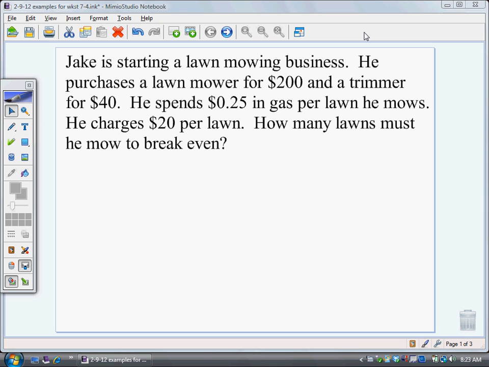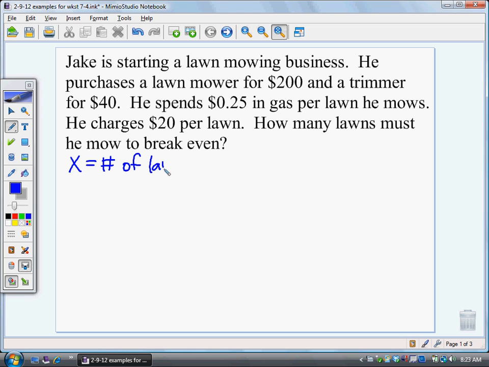Well, you need to set up variables for something like this first. And in this case, X is going to be the number of lawns. And Y is going to be money in this problem. Would be the simplest way to say it. And you're going to write two equations. Okay? And one equation is going to be an expense equation, and one equation is going to be an income equation. So you need two equations.